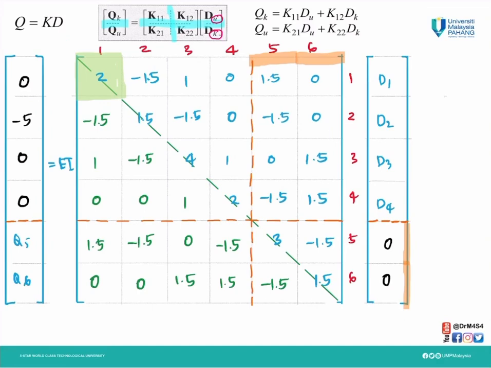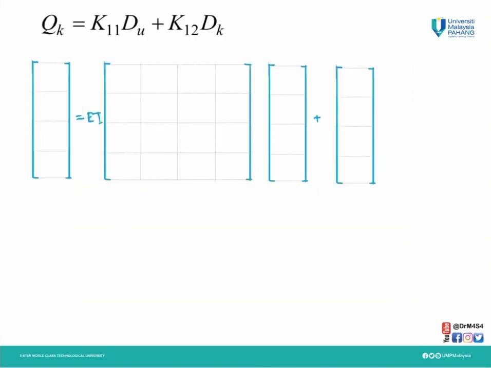From our capital Q equal to KD, we can extend into two main equations, QK and QU, equation 1 and equation 2. Now let's find the first equation, QK. Assemble back those matrices for QK.